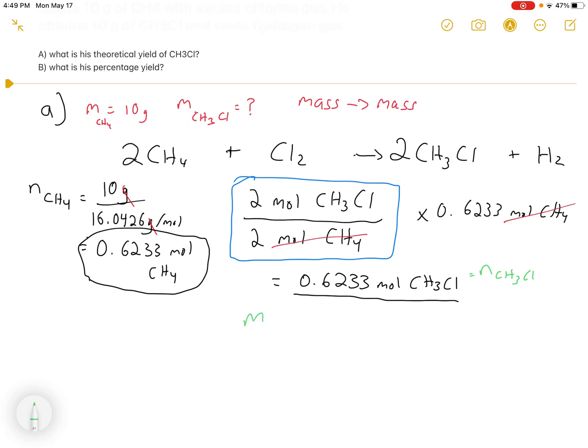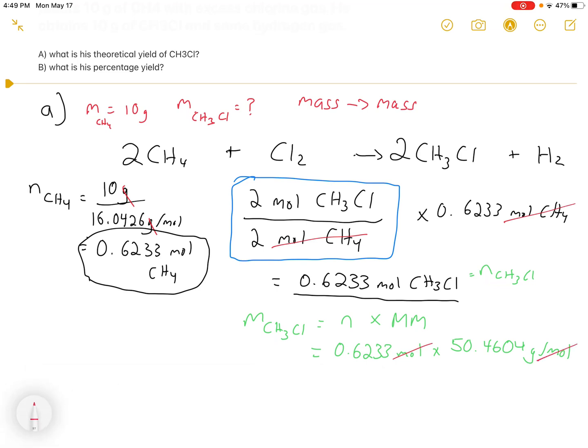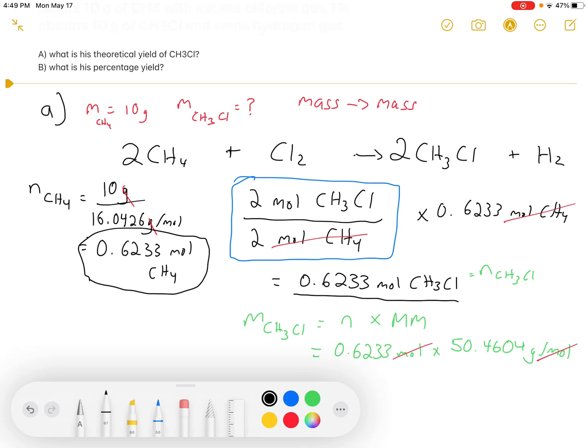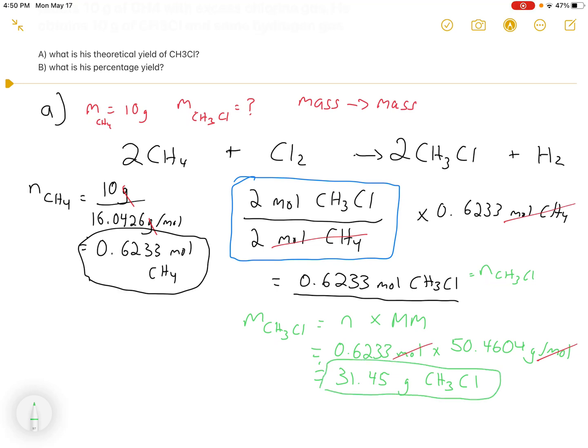So we want to find the mass of CH3Cl. That's going to be moles times molar mass, or 0.6233 moles times the molar mass there. I'm just pulling this directly from the periodic table. This is something that you would be expected to be able to do on your own. 50.4604 grams per mole is the molar mass. And I know that I've set up my equation properly because we're going to end up with final units of grams. The moles will cancel out. So when you multiply those two numbers together, you will get a final answer of around 31.45 grams of CH3Cl. And then that is the mass.